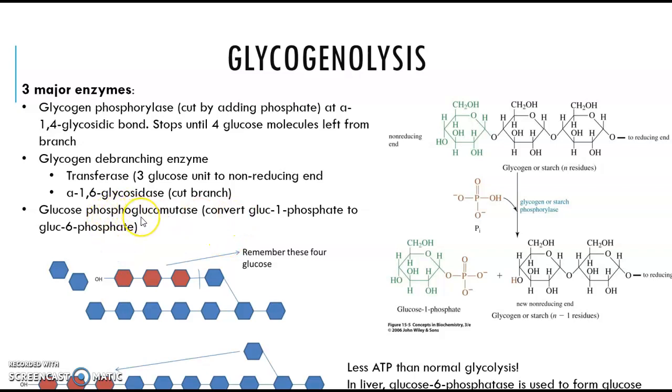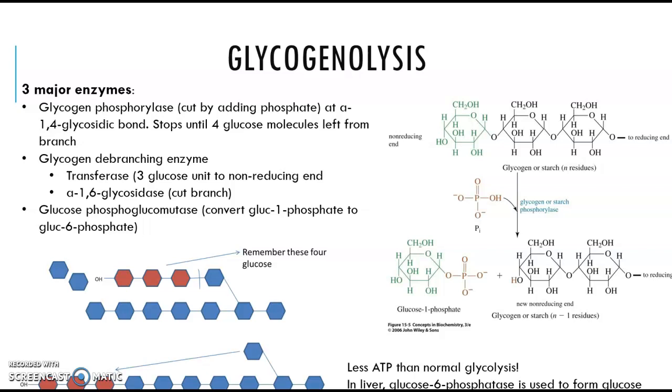We call it phosphoglucomutase. As you can see from the name, the major function of phosphoglucomutase is as an isomerase. You can see here it produces glucose 1-phosphate, and the isomerase will convert it into glucose 6-phosphate. And this glucose 6-phosphate will enter into the glycolysis pathway.